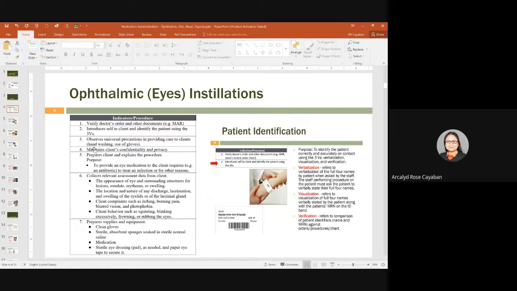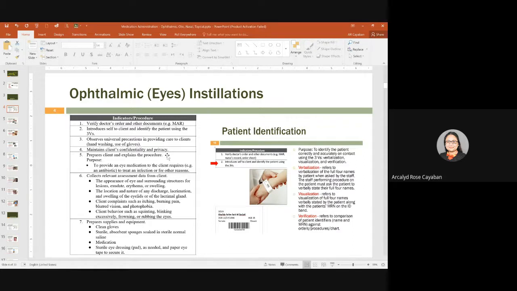Of course, you have to maintain the client's confidentiality and privacy. How? By pulling the curtain or closing the door. After that, we have to explain the procedure and the purpose to the patient. Definitely for the ophthalmic procedure, what is the purpose? To provide an eye medication to the client, for example, an antibiotic to treat infection or other reasons. Once you have explained the procedure, you have to ask for the consent of the patient.